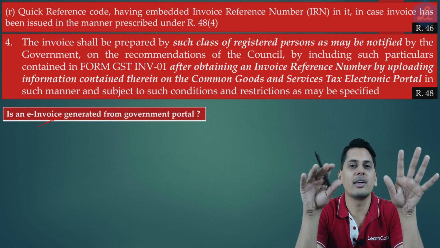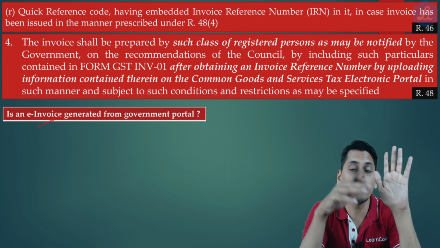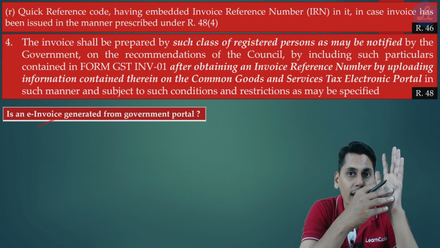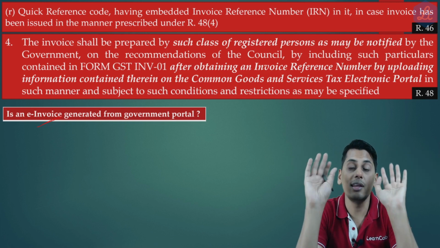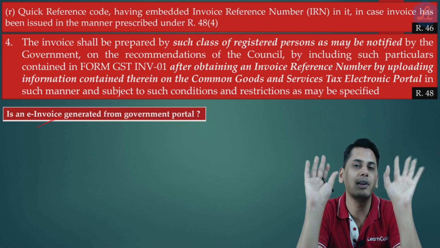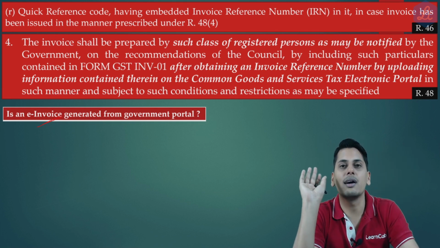The only difference is that the invoice which is generated by the taxpayer's own software will contain a QR code which is having an embedded invoice reference number in it. Invoice is not generated from the government's portal. Only an invoice reference number is generated from the government's portal.